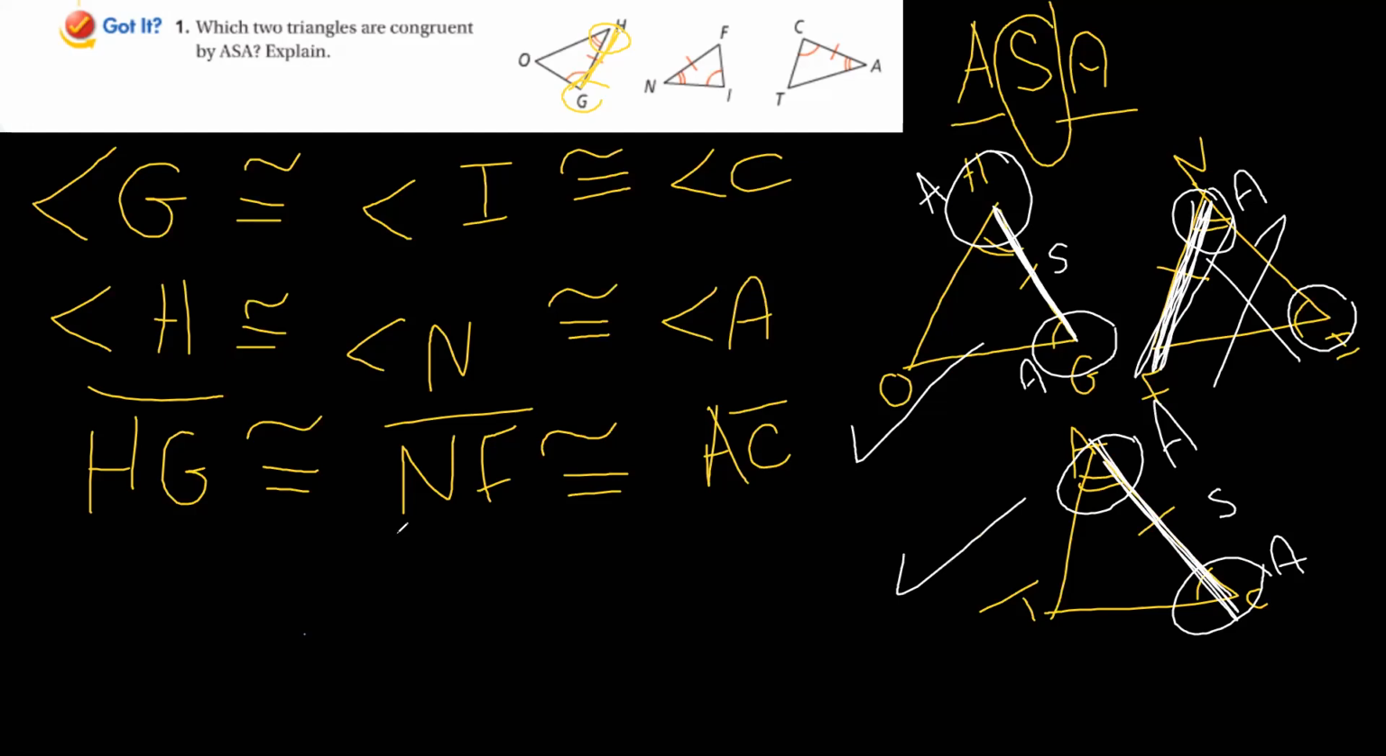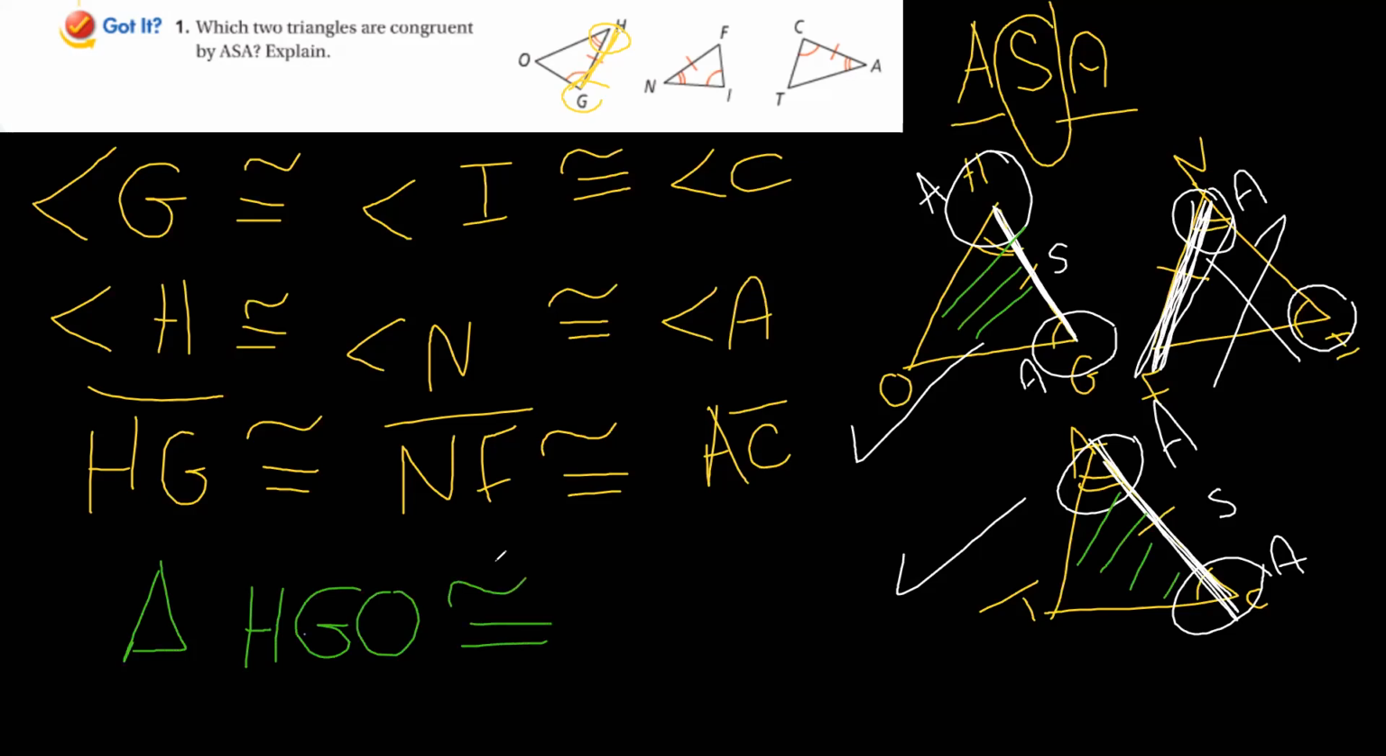So my two triangles, can I say, I want to say that we can use this one. Yes, you can use ASA. Because of that, I can say that the triangle HGO is corresponding to ACT.